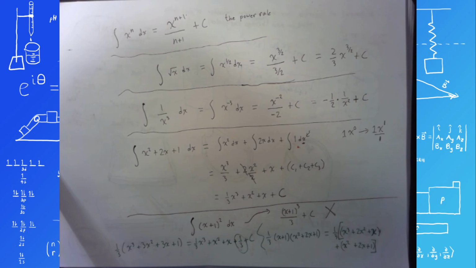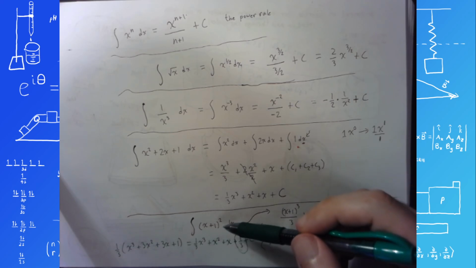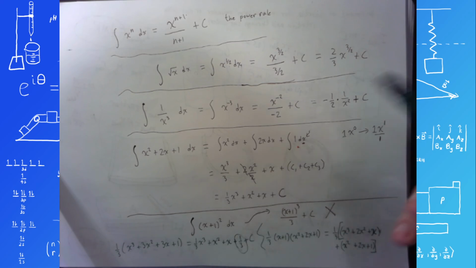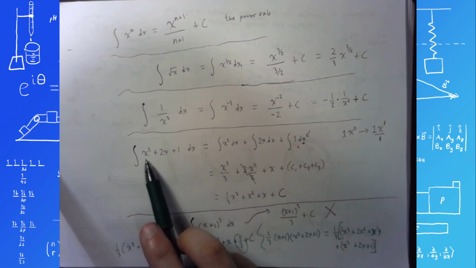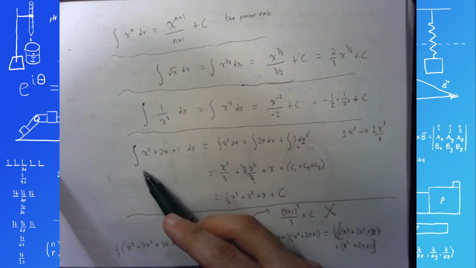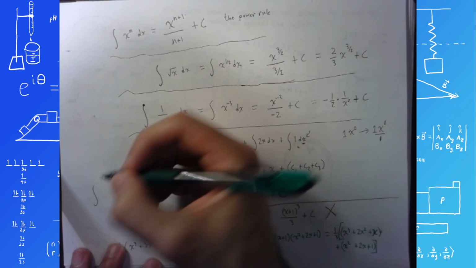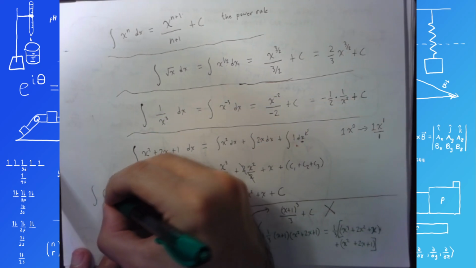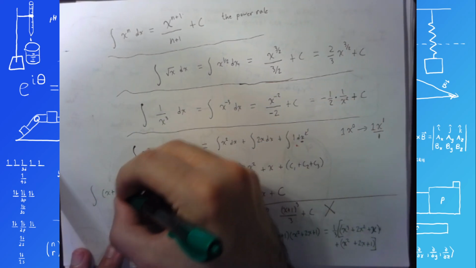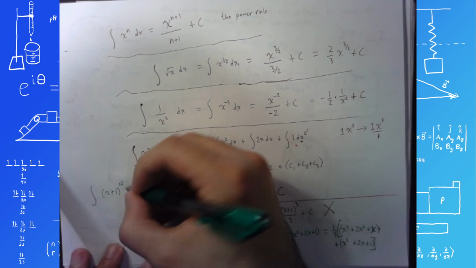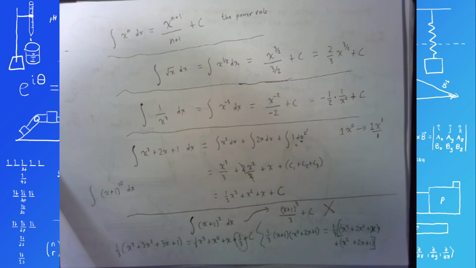So what do we do for a situation like this? I mean, in the case of x plus 1 squared, well, that's easy. You just FOIL it like this and integrate term by term. But what if I gave you something like this? What if I gave you the integral of x plus 1, or x plus any number really, to the 10th power? What do we do for cases like that?